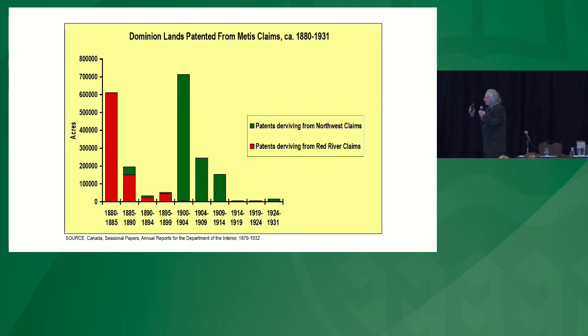So what are we looking at? How are we fitting Métis entitlements into things? The red are the Red River claims. The green are the Northwest claims. It all fits into land markets, externally driven land markets, migration. Red is what's happening with the big boom in Winnipeg. And green is the turn of the century, the big boom in land in Western Canada.